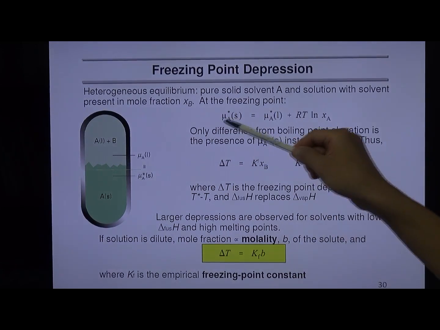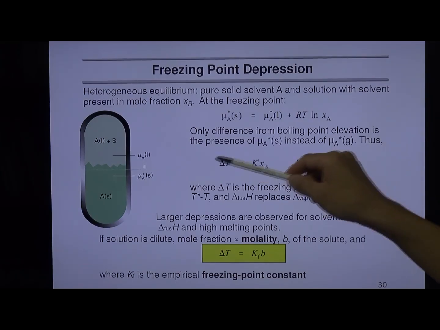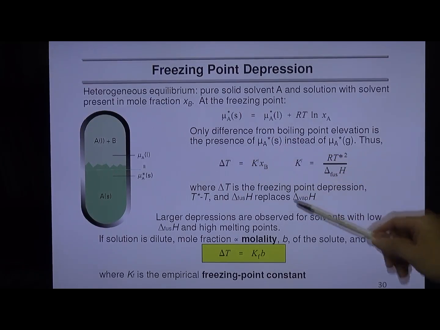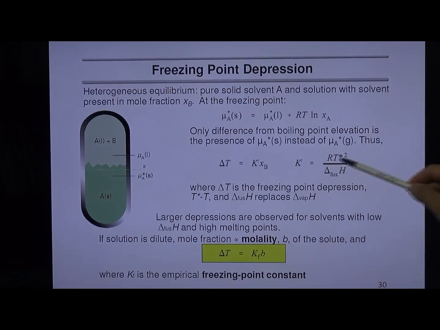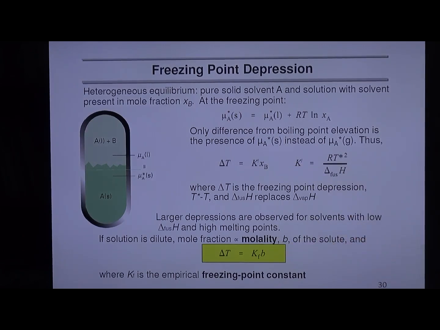So you have this expression, basically the same expression as we got for boiling point elevation. So we'll get the same result: delta T, the freezing point depression, is some constant times x_B. Here that constant is equal to this, with our melting temperature and delta H for fusion. Similarly, x_B can be replaced by concentration, molality.